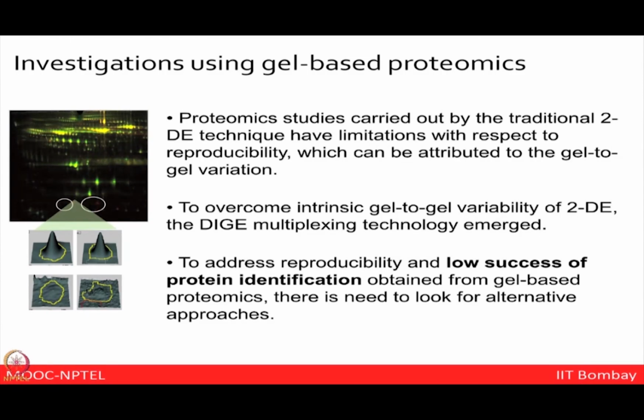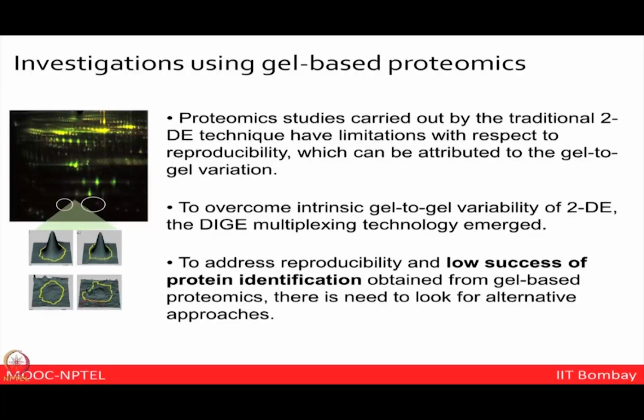So, if we want to summarize overall what we learned from gel based proteomics, gel based proteomics is very handy, a very simple, easy to do technology, but because of the reproducibility issues and limitations of gel to gel variability, the focus shifted more towards quantitative proteomics based on the dyes. Dye gel is a multiplexing technology which offers a much more sensitive and much more reproducible way of doing gel based proteomics.